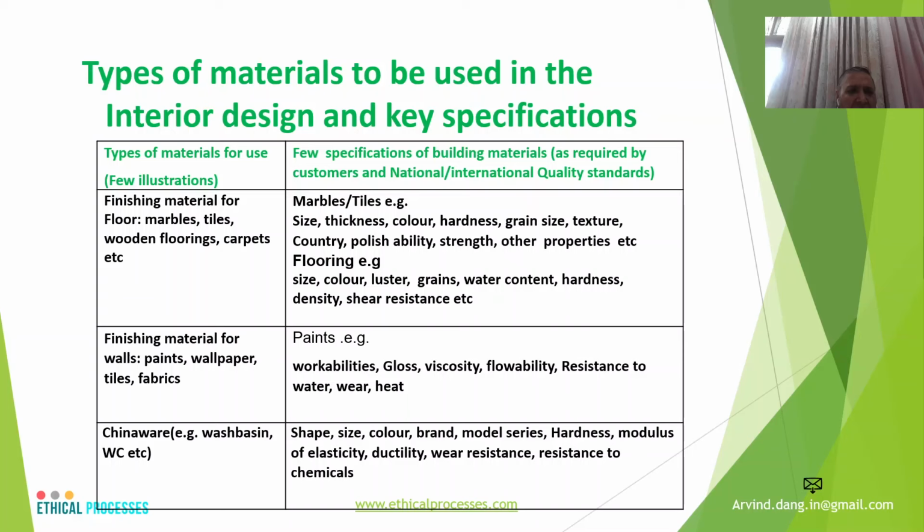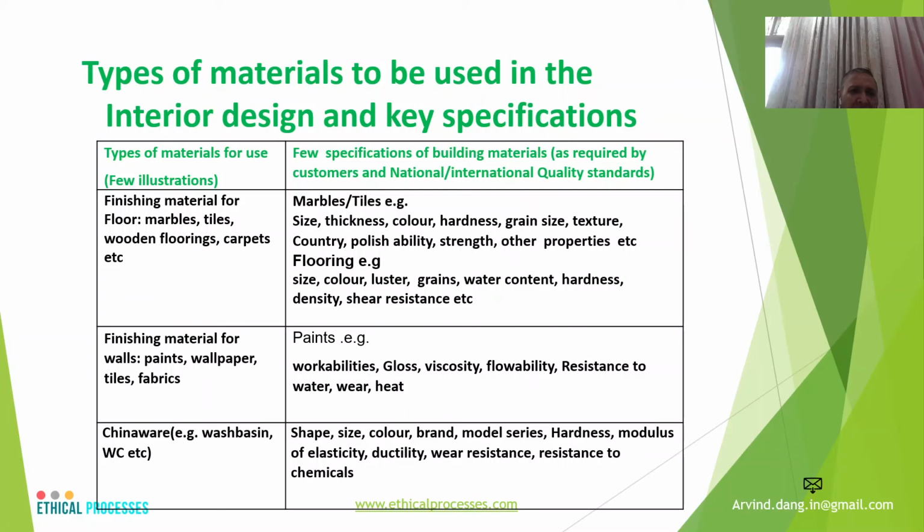Now then there are finishing materials which are required specifically for the walls. Here there are items like paints and wallpapers and tiles or fabrics. Now particularly in the context of the paints, what is important is for the designer to specify what kind of color, the gloss, the viscosity, flowability, resistance to water and heat and wear and tear.